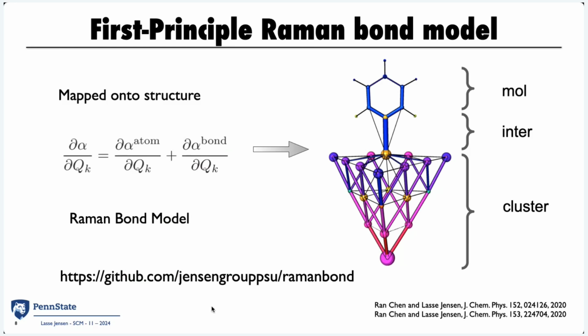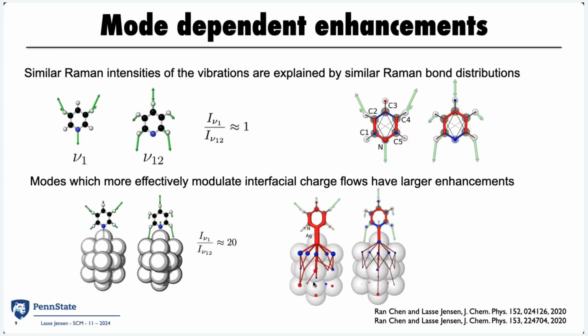The way to generate the Raman bond model is at this point using a separate script to do this in post-processing. The nice thing about this Raman bond model is it allows you to explain sort of surface selection rules or mode-dependent enhancements, which is otherwise hard to explain for these models. So the one thing that I'm going to show you here is just examples for using a simple pyridine molecule interacting with a small metal cluster. These are typical model systems for studying surface-enhanced Raman scattering.